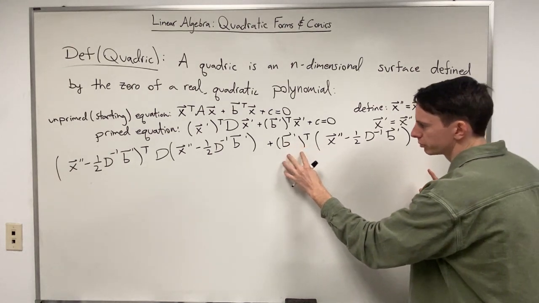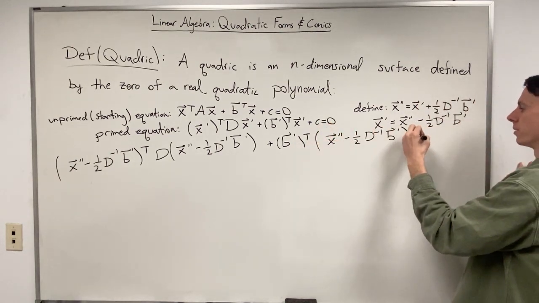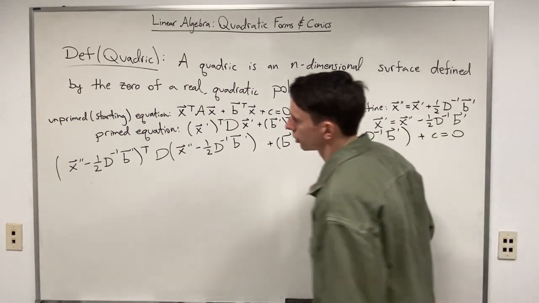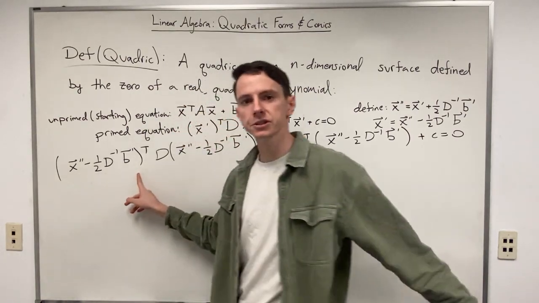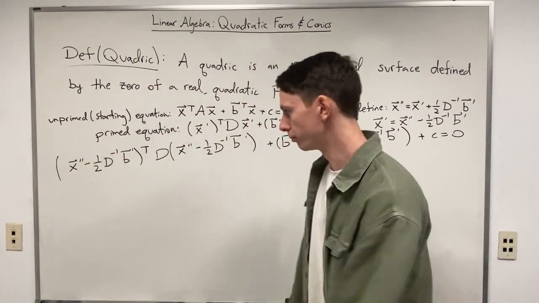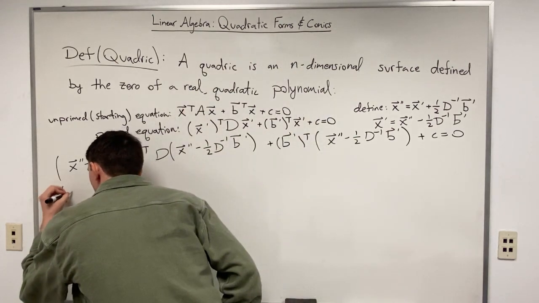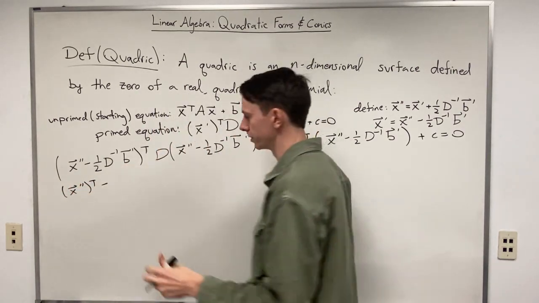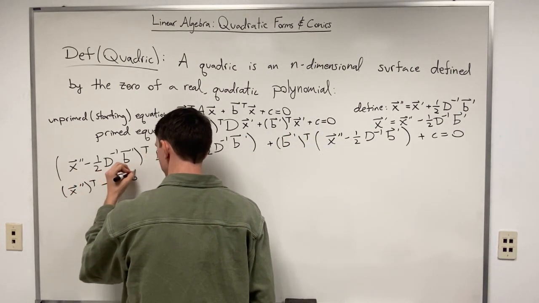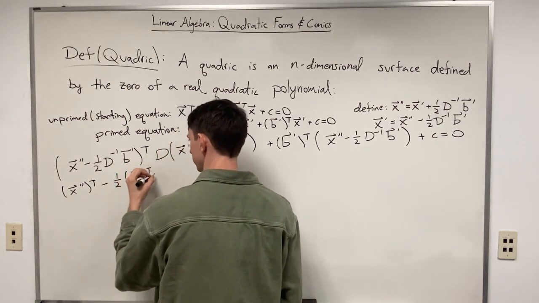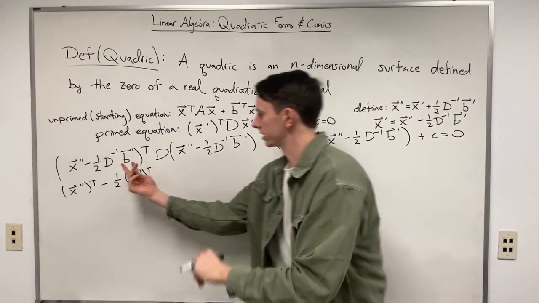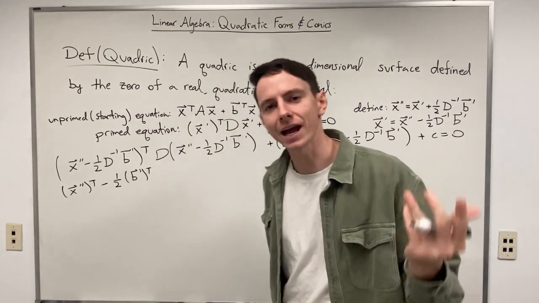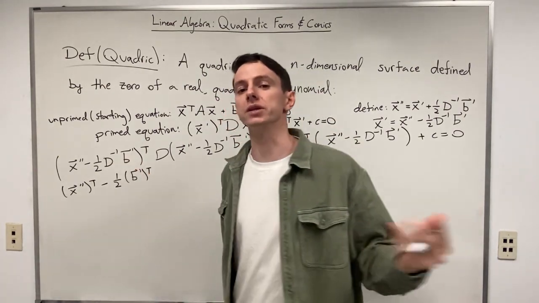So we have b prime transpose times x prime, and then plus c equals 0. To start manipulating this, I'm just going to take this quantity here in parentheses and apply the transpose to both of the terms. When I do that, I'm going to have my first term, x double prime transposed, minus this product transposed, which is 1/2 b prime transposed, right, because I'm interchanging the order when I apply the transpose. And then I have D inverse, but D is a diagonal matrix, so its inverse is also a diagonal matrix.